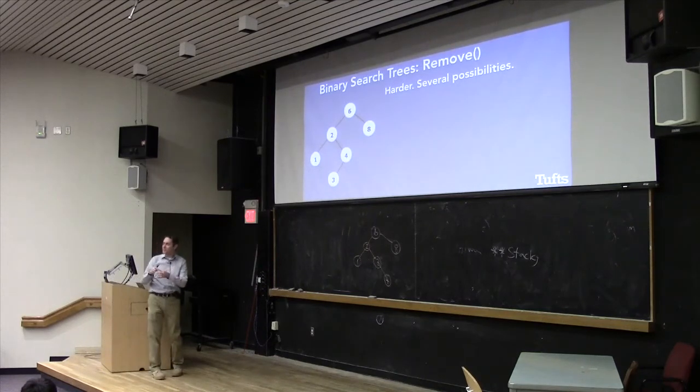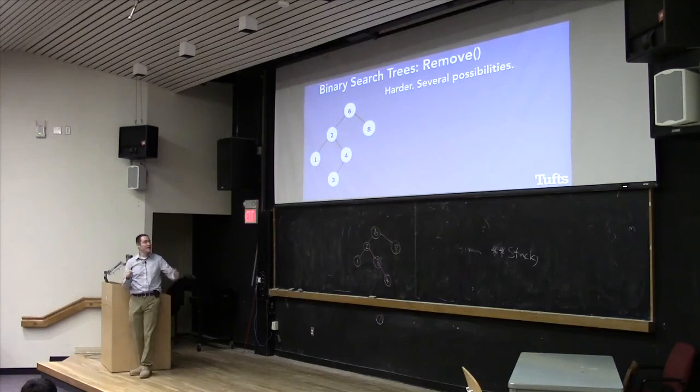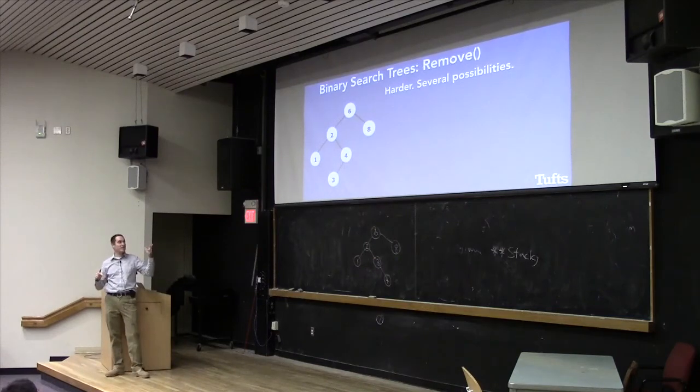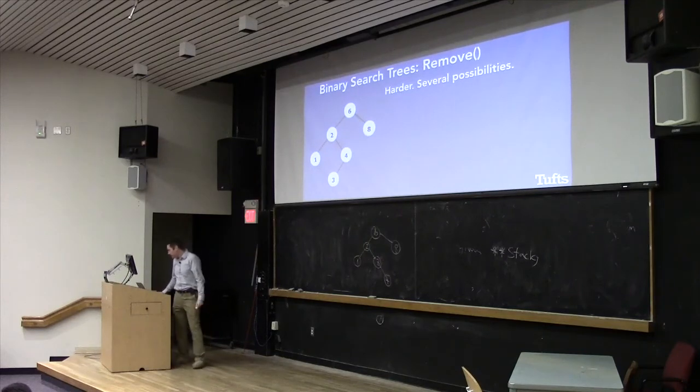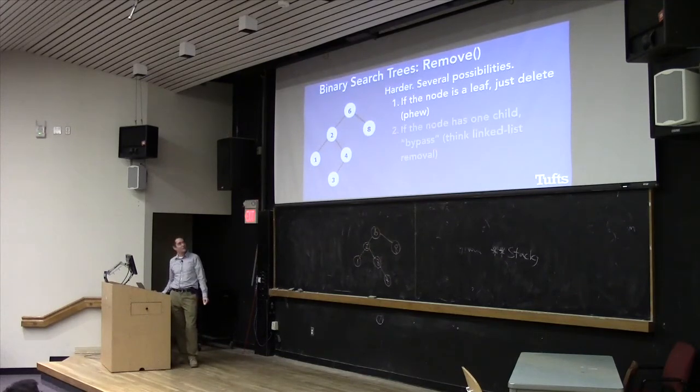Okay, so those are the easy cases. If it's null, it's easy. If it doesn't exist, it's relatively easy. If it's a leaf, very easy. If it's a node with 1 child, slightly harder, but not difficult. So 1 node, just delete it. Node has 1 child, bypass it like a linked list. So how did we delete 4 in this case? We take 2 and point to 3, just delete 4 like that, easy.